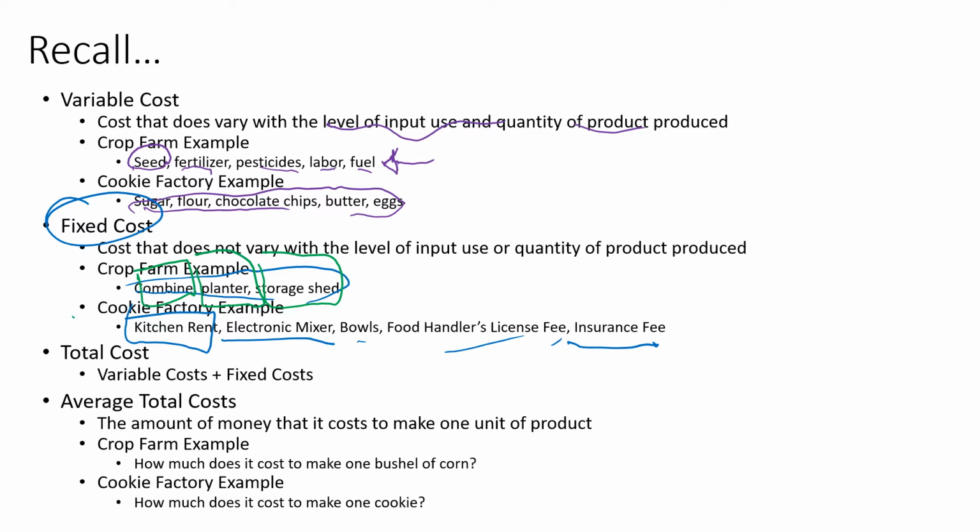And then total costs are the combination of variable costs and fixed costs. So we add those together to get the total cost. And then average total cost is how much money it costs to make one unit of product. So if we're talking about a crop farm, we would figure out how much does it cost to make one bushel of corn. If we're talking about a cookie factory, how much does it cost to make one cookie?